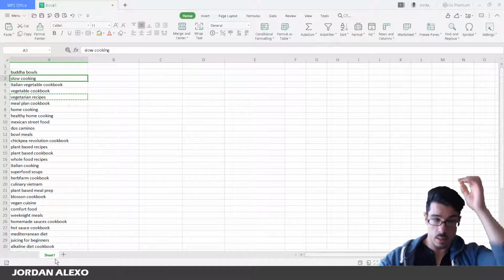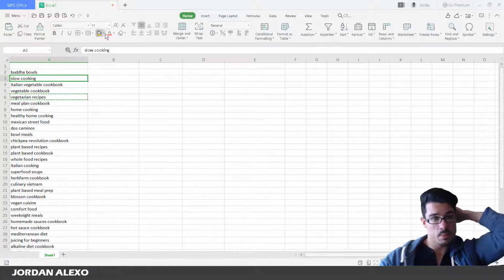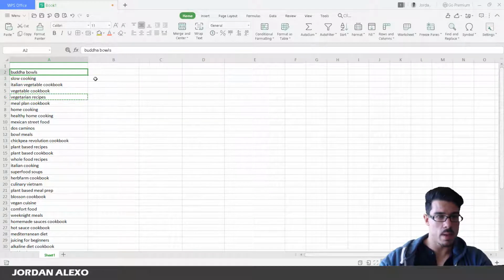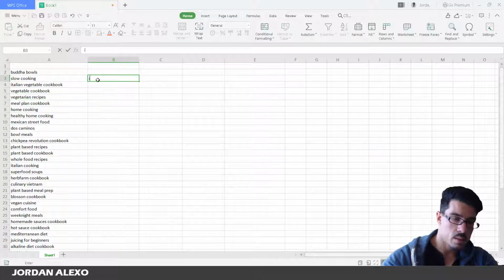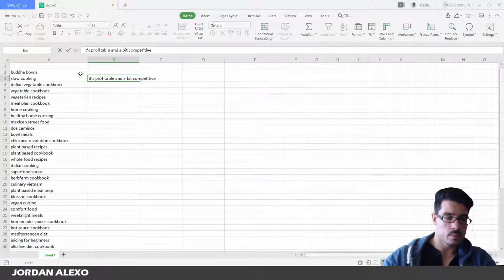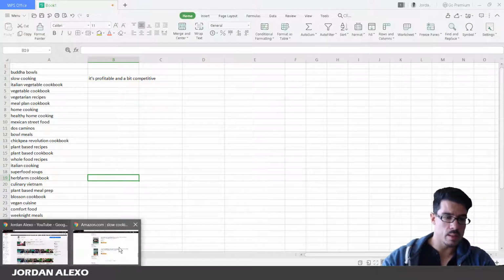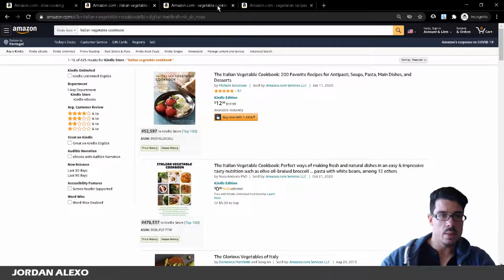So slow cooking in this case, I'm actually going to put over here something just to remember. It's profitable and a bit competitive. So let's go and just analyze another one. Let's go to Italian vegetable cookbook.